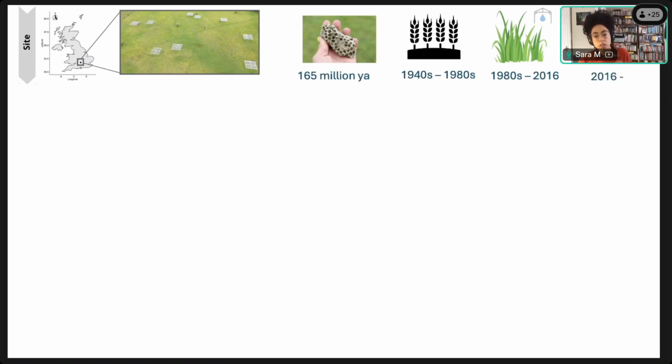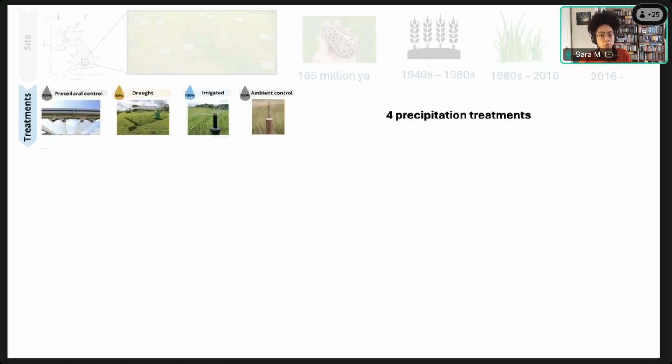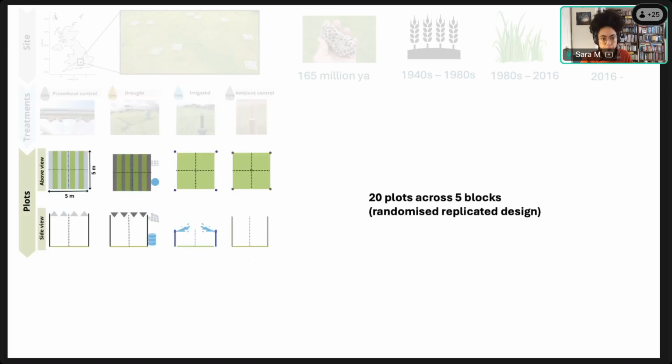And then since 2016, RainDrop was set up in collaboration with Oxfordshire University, Open University, ECT, and the Patsy Wood Trust. And there are 4 treatments. So there's the control, where there's procedural control and ambient control, which has 100% of incoming rainfall. There's the drought, which is 50% less of incoming rainfall, and then irrigated is 150%. And they're arranged in 20 plots, and there's 5 blocks, and it's a randomized replicated design.